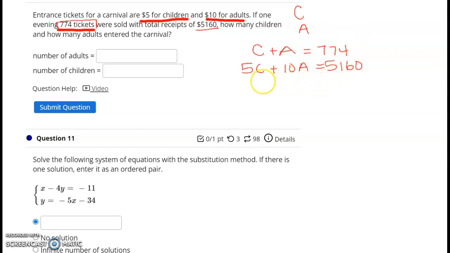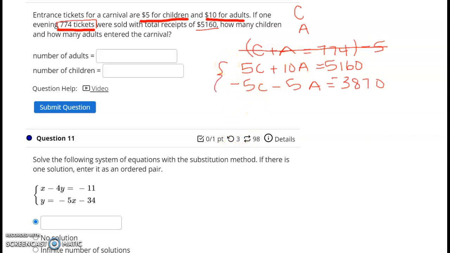So it's good to make sure you understand both of those different types of problems, when to multiply and why. So in this case, let's go ahead and solve this using the addition or the elimination method. So I'm going to get the C's to be the same but opposite. So I'm going to go ahead and multiply everything here by -5. Okay, so I will get -5C minus 5A equals, let's multiply 774 times negative 5. We get negative 3,870. So I'm just going to cross that equation out so I know I'm done with it.